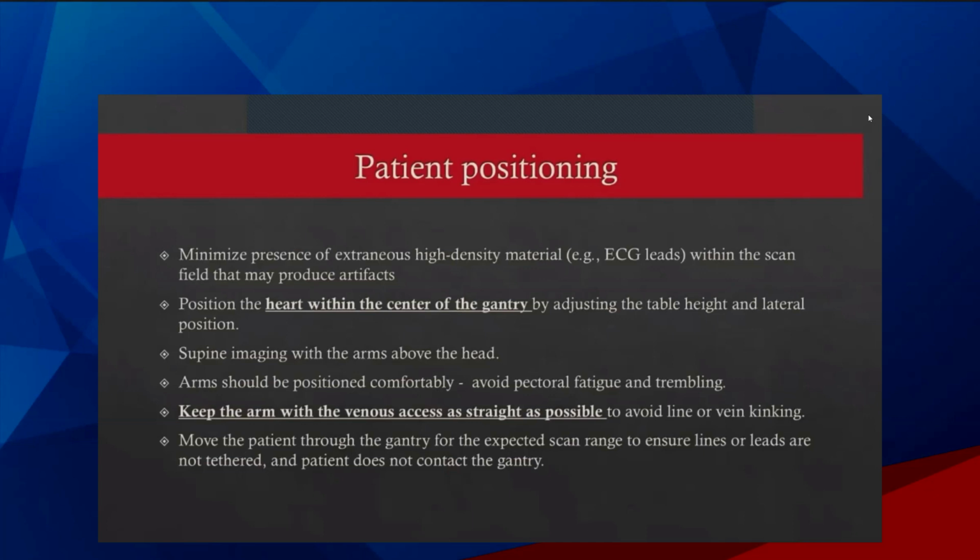The arm with the venous access, you want to make sure you keep that straight to avoid line kinking, especially if the IV is in the antecubital area, because most technologists know that if the patient's arm is bent when they're trying to inject, that can cause the injection to either stop, or sometimes extravasations can happen. So being that we're using a high rate of injection, we don't want this. We want to make sure we're careful with that.